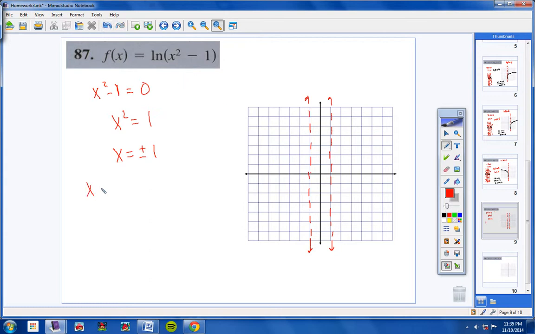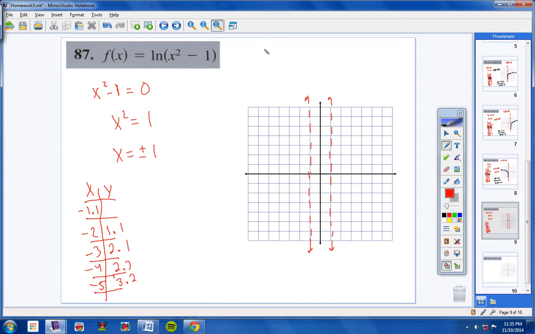So table of values. And here we go. Let's go to the left a little bit. Negative 1.1. And then negative 2, negative 3, negative 4, negative 5. Grab my calculator real quick here. And let's see. Negative 2 would be 1.1. Negative 3 would be 2.1. Negative 4 would be 2.7. And negative 5 would be 3.2. Okay. Now what about negative 1.1?